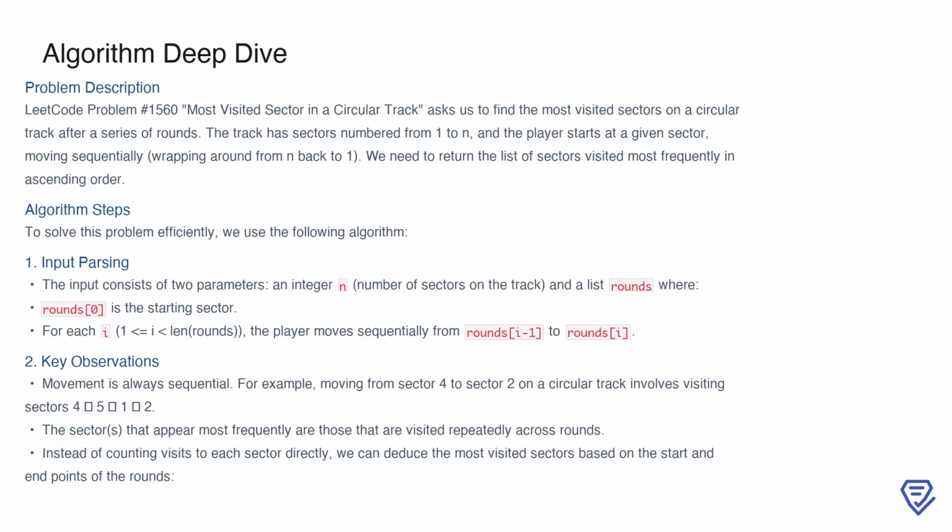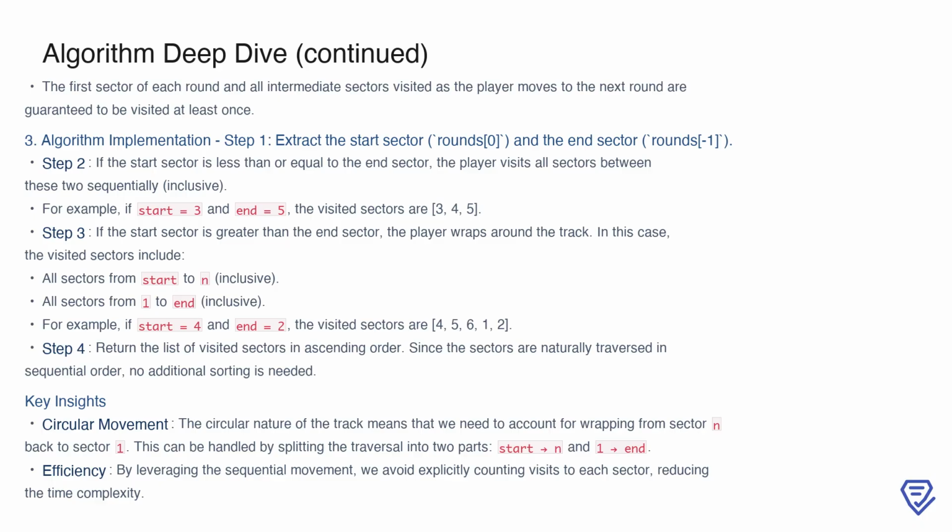Based on the starting and ending points, we can deduce which sectors are visited most frequently without explicitly counting visits to each sector. The first sector of every round and all intermediate sectors visited while moving to the next round are guaranteed to be visited at least once. To implement the algorithm, we begin by extracting the start sector, which is the first element of rounds, and the end sector, which is the last element.